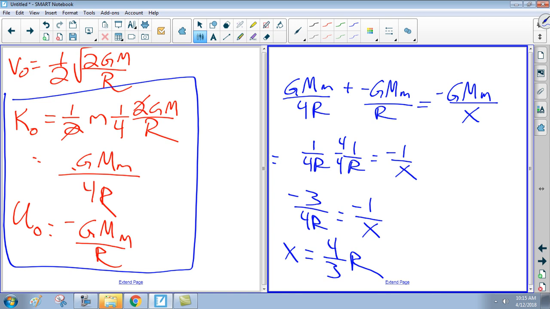What's the question asking? It wants to know how far above the surface it is, right? So the surface is at 1 R, so you've got to subtract out an R, right? So it leaves you with 1/3 R. Make sense?